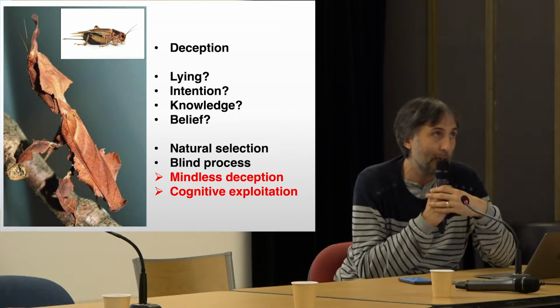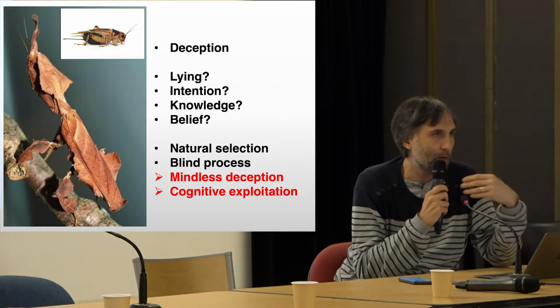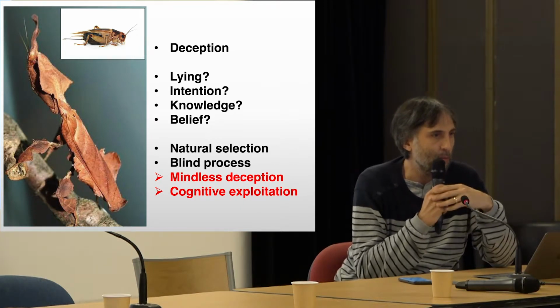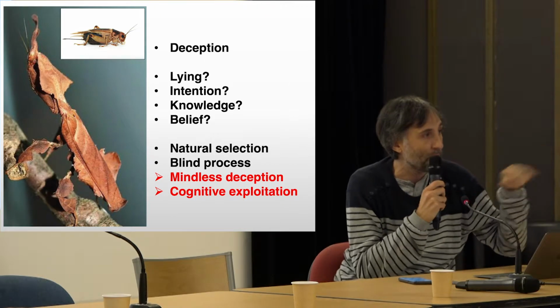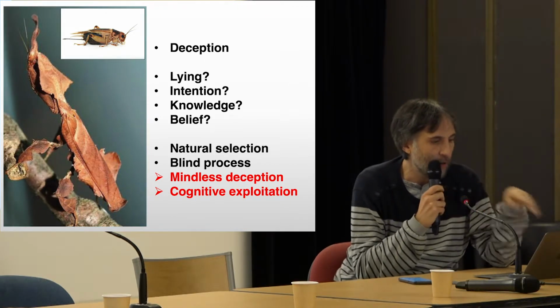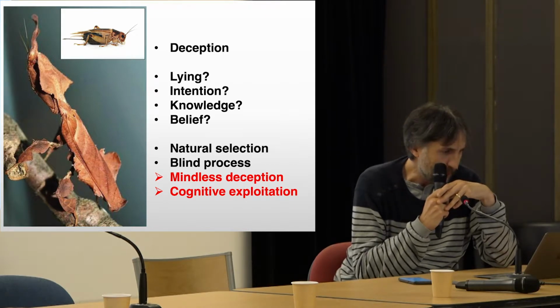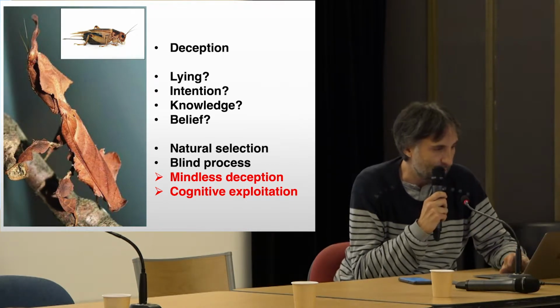This is different from crypsis, also known as camouflage, which works by perceptive exploitation. This is the prey or the predator mixing with the background in general. So it exploits perceptual processes, but here it's cognitive exploitation in some way because it depends on the familiarity of the cricket with this particular shape here.